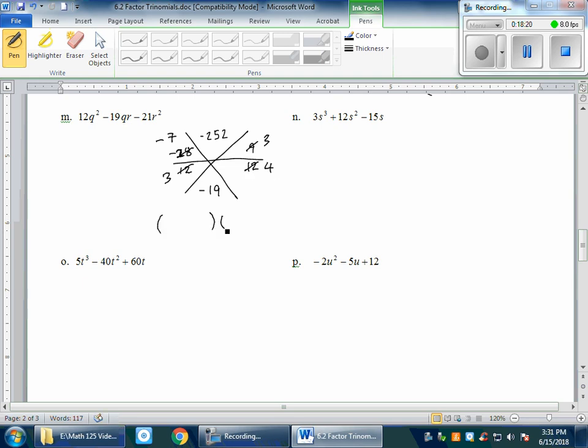And then according to the rule, now we have what? The denominator is the coefficient of the first term. The numerator is the coefficient of the second term in each factor. So that gives us 3q minus 7r, and then 4q plus 3r as our final answer.